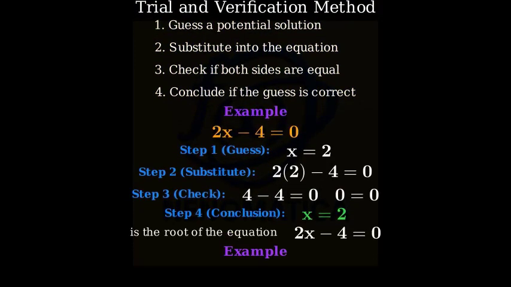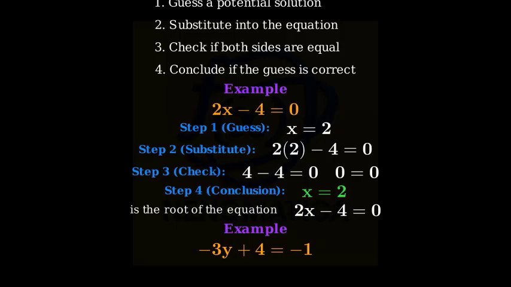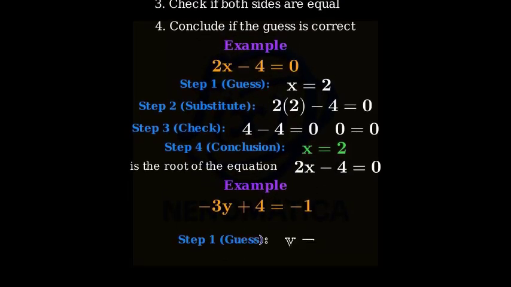Find the root of the equation negative 3y plus 4 equals negative 1. Let's guess that y equals 5 over 3 is the root. To verify this, we'll substitute y equals 5 over 3 into the original equation. We substitute y equals 5 over 3 into the equation negative 3y plus 4 equals negative 1.